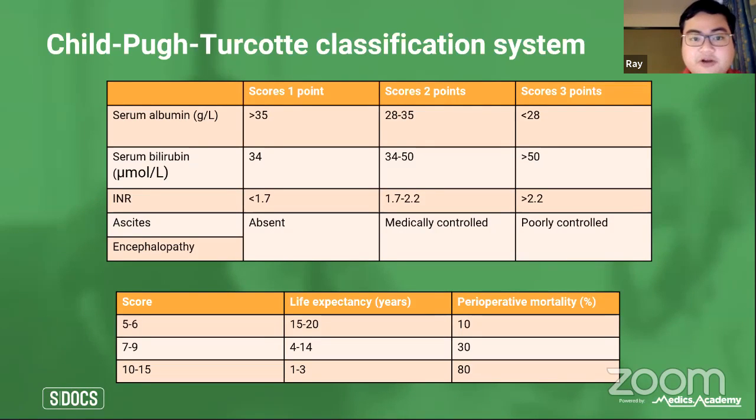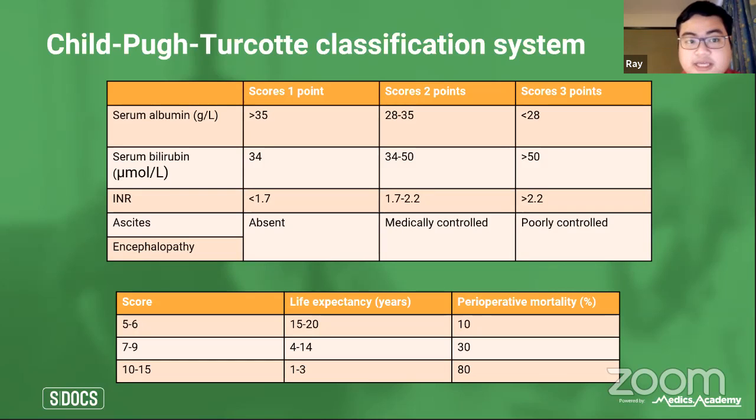Now, there is the CPT classification system of liver cirrhosis, and I've included it in this nice summary table right here. So basically, we do a scoring system, and we have a look at some parameters, including albumin, bilirubin, INR, ascites, and encephalopathy. Okay, and depending on the parameters, we score 1, 2, or 3 points.